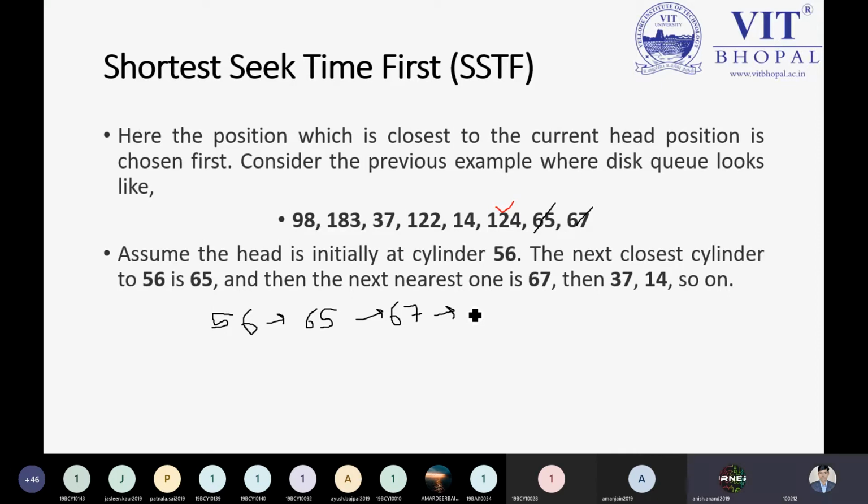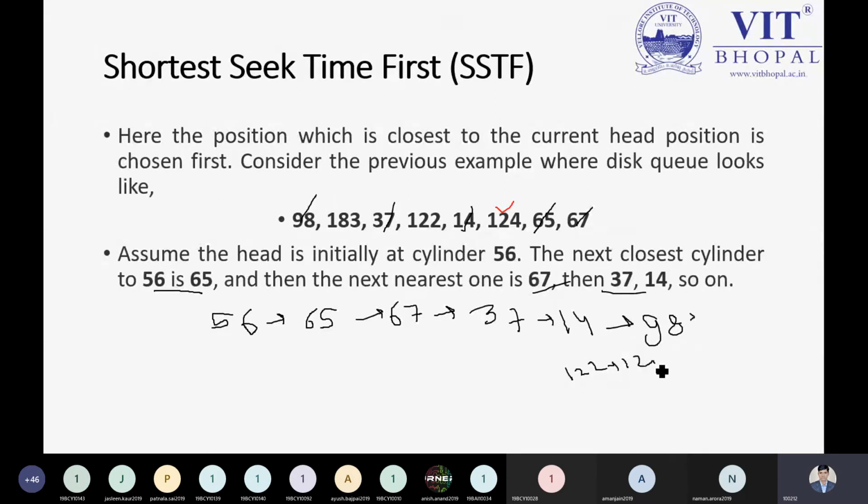37? Yes, sir. Yes, 37, because it is already written here: 56, then 65, then the next nearest is 67, and then 37. So undoubtedly the answer written on our slide is 37, and then 14. Okay, 14 is completed, 37 is completed, and then which is the closest value? 98, and then 122, and then 124, and then 183.